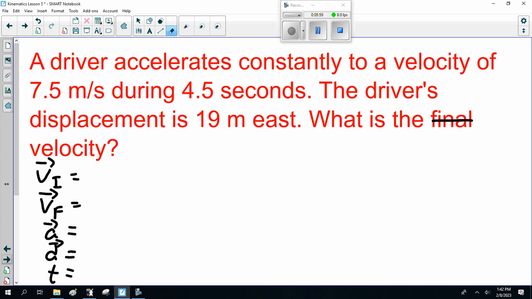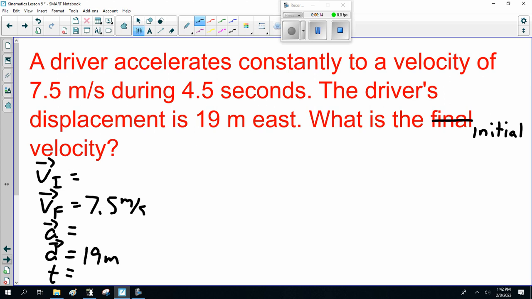I gave you the final velocity, so what's the initial? I apologize, ladies and gentlemen, I'm getting old. So, 7.5 meters per second. No, it's east. We're assuming he's always going east. The displacement is 19 meters, 4.5 seconds.